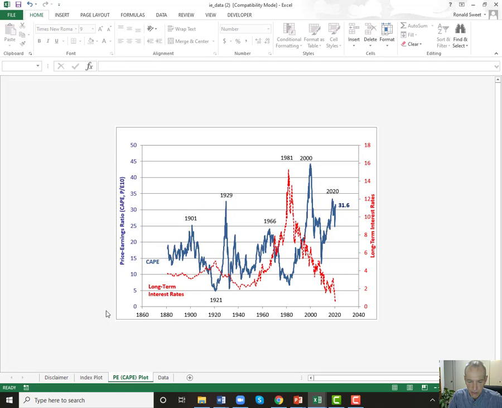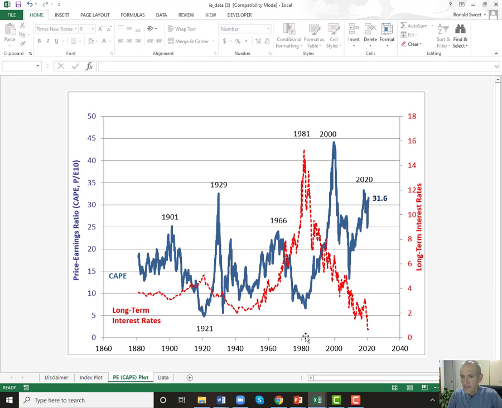So if you look at the actual plot, the blue line is the CAPE ratio. The higher the blue line, the more expensive stocks are. Now it's interesting, 1929, that was right before the major stock crash, before the Great Depression. We are essentially back at that level again. That's 32.56 and we're at 31.60. You can see the stock market sold off a lot for COVID and it's come back.